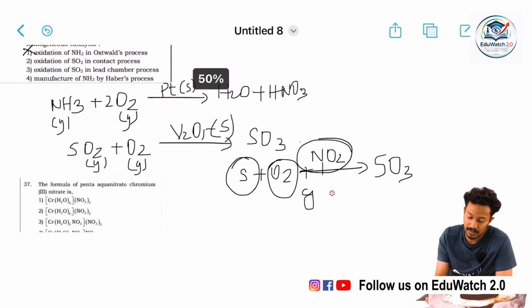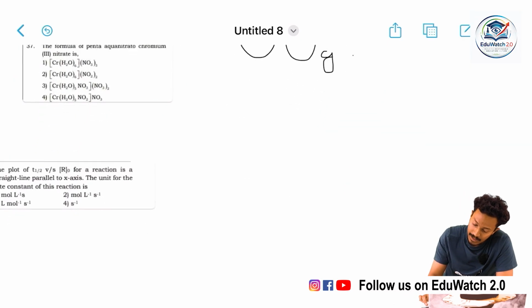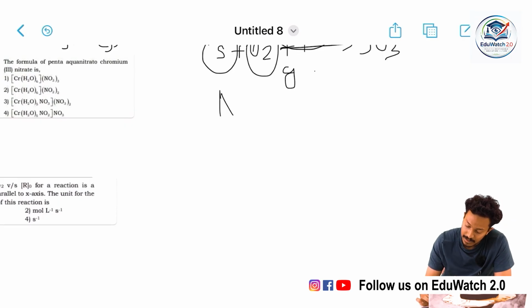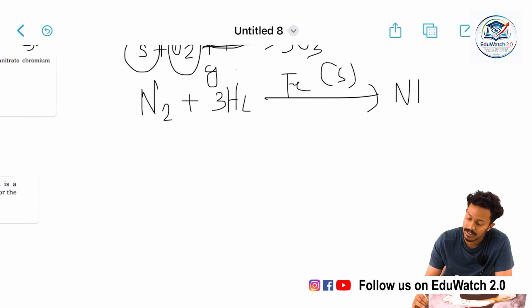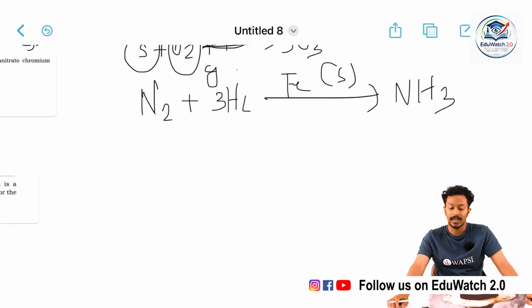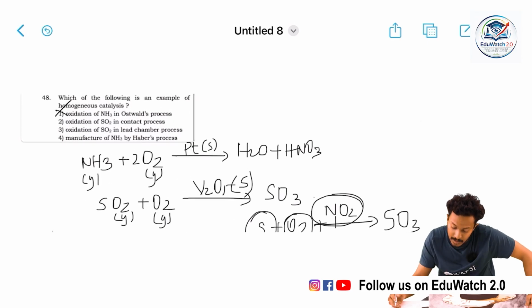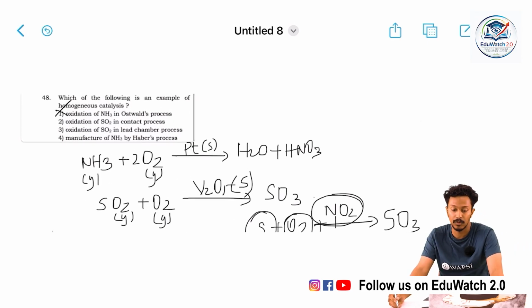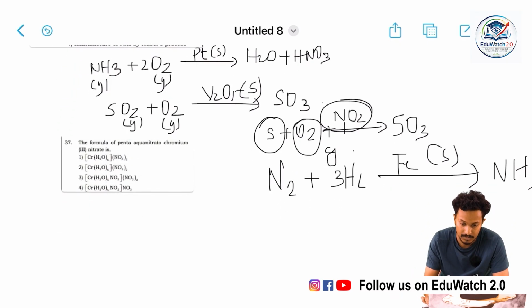We could also look at the manufacture of ammonia by the Haber process, which uses nitrogen gas and hydrogen passing over iron. Here iron is the catalyst, which gives NH3. This is also a heterogeneous catalysis. So the correct option is option number 3, the oxidation of SO2 in the lead chamber process. Moving on to our next question.